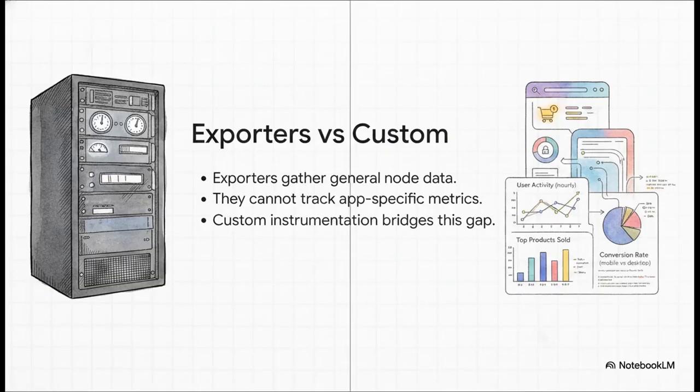Now you might be thinking, well, hold on, we use exporters. And sure, exporters are fantastic plugins. Something like a Node exporter is great for gathering general node data, telling you the CPU or memory utilization of your Kubernetes nodes. But here's the crucial limitation. They cannot track application-specific metrics. A Node exporter absolutely cannot tell you how many users logged into your specific e-commerce app over the last 30 days. It can't tell you the HTTP request duration for a checkout service. That is exactly where custom instrumentation comes in. Writing those metrics directly into your code is the only way to bridge this gap.